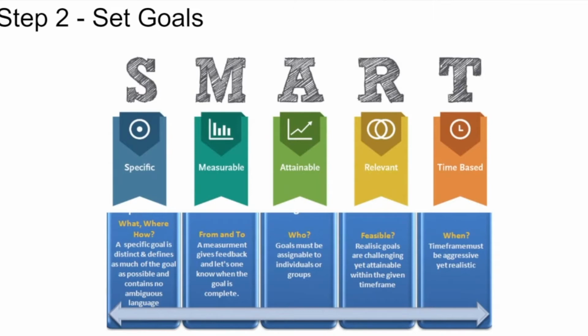In business, what you need to do is to think about it from the point of view of SMART. This is an acronym that's used in order to look at each of your goals and assess whether they're good goals or not. First of all, any goal that you set should be specific. I want to do this. So a specific goal is distinct. It defines how much the goal is possible and contains no ambiguous language.